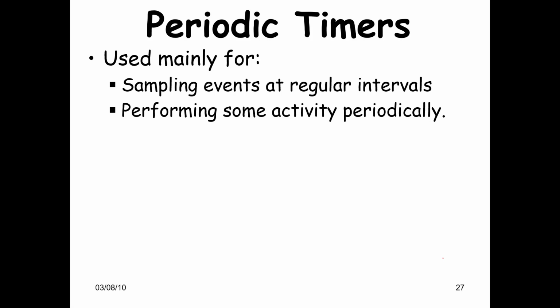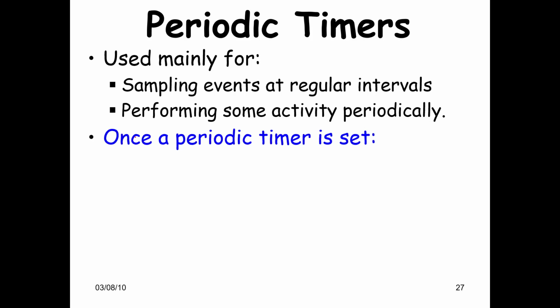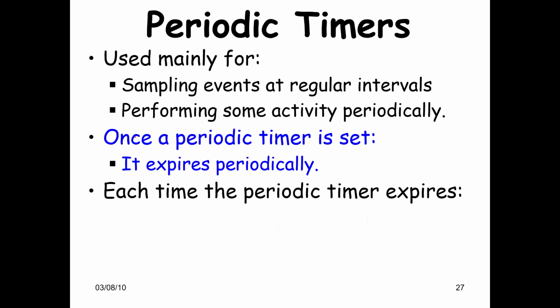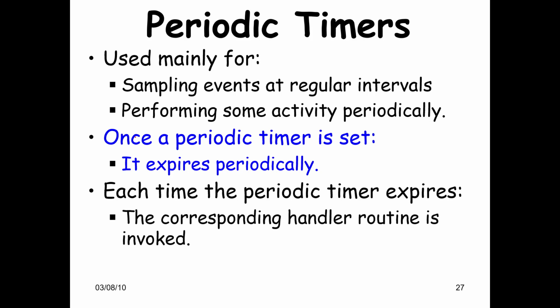So the periodic timers are basically used for sampling events at regular intervals or performing something periodically. So in this case, maybe to insert a job into the system or to read the value of a sensor. This is where periodic timers will be introduced to essentially introduce the periodic tasks into the system. Furthermore, once a periodic timer is set, it will also expire periodically.